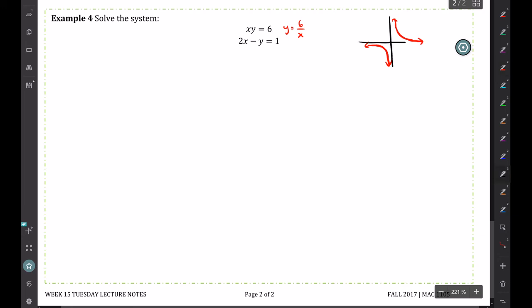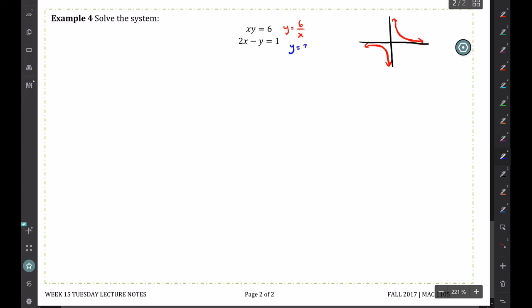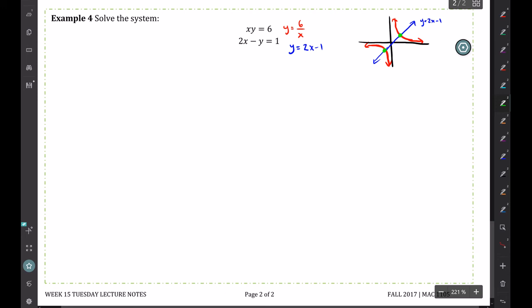So it's kind of like that. And then the other function is going to be y equals, what? Y equals 2x minus 1, yeah, which looks something like that. Slope of 2, so we're expecting here, I think, two solutions, probably one there and one there.